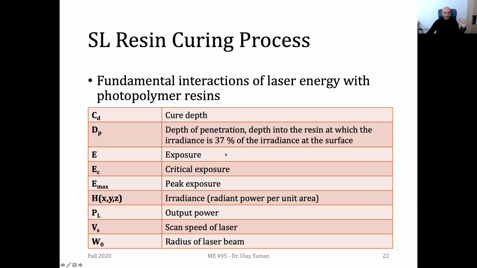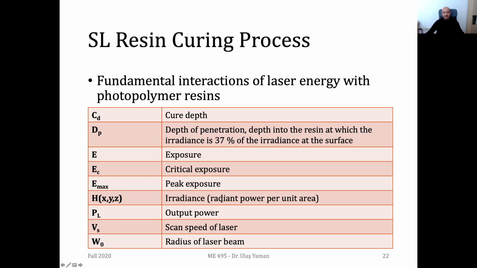And then we said that there are some parameters about energy, and the amount of energy given to this resin is called exposure. And we have a critical exposure value. This is, again, one of the most important parameters in this modeling part. This is critical exposure, and once your energy level is more than that, then curing will start. You will be able to polymerize your resin. And then we have peak exposure.